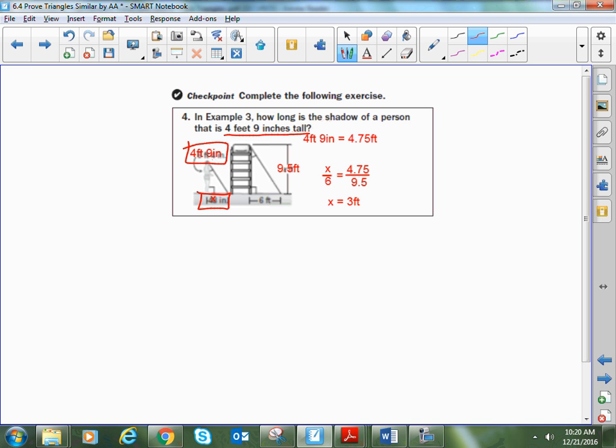So I'm going to substitute those values into the proportion where I'm trying to find the length of the shadow now. I'm saying the length of the shadow over the shadow of the chair, which was 6 feet, is equal to the height of the person over the height of the chair. And when I cross multiply and divide, I get 3 feet for the length of the shadow.